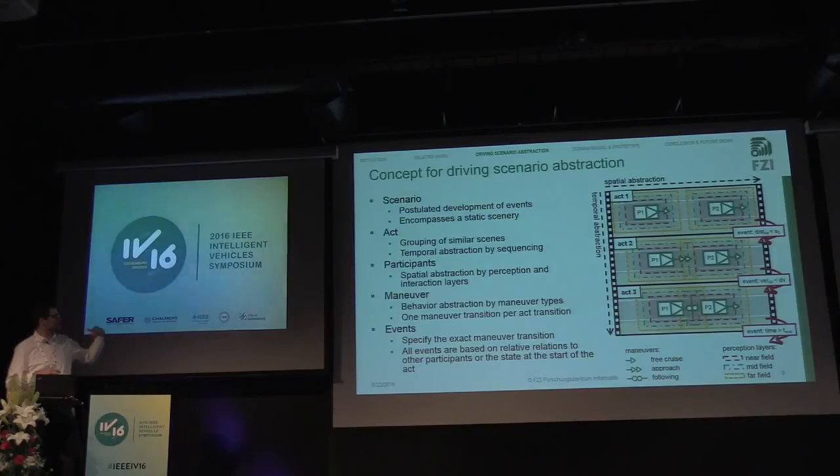And based on those abstraction layers, vehicles are allowed to perform predefined maneuvers. Those maneuvers abstract the intention and actions a vehicle is taking. And from one act to another act, transition is defined by an event. Those events are always specified as a relative relation, for example, against another participant, or against the state at the beginning of an act.